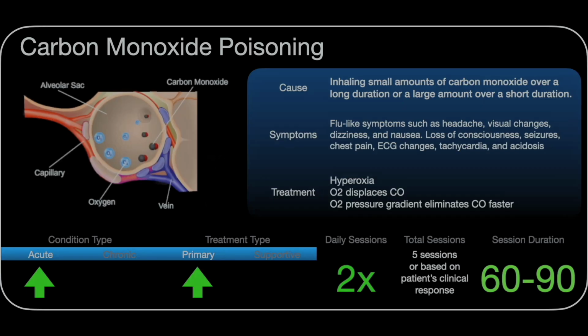Inhalation of small amounts of carbon monoxide over a long duration or a large amount over a short period can occur. The patient can present with flu-like symptoms such as headache, visual changes, dizziness, and nausea. Loss of consciousness, seizures, chest pain, ECG changes, tachycardia, and acidosis indicate excessive exposure. The treatment with hyperbaric oxygen therapy relies on hyperoxia. Oxygen displaces the carbon monoxide, and the gradient of elimination is faster with hyperbaric oxygen therapy.